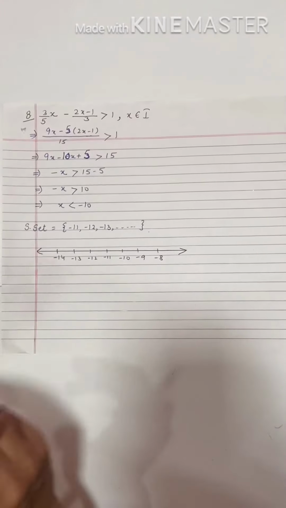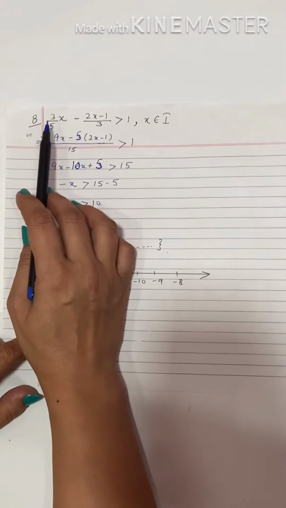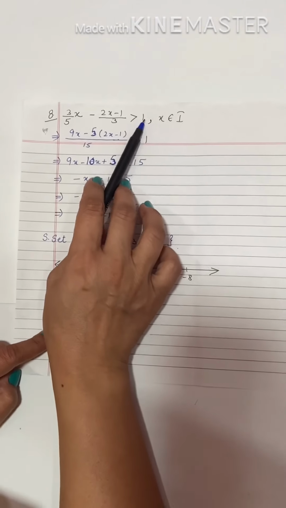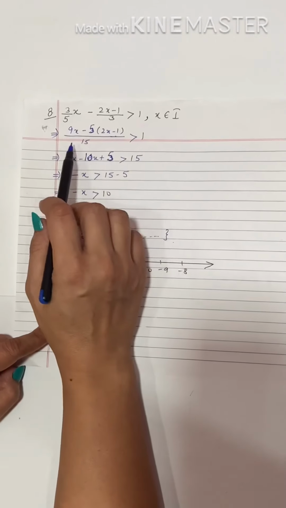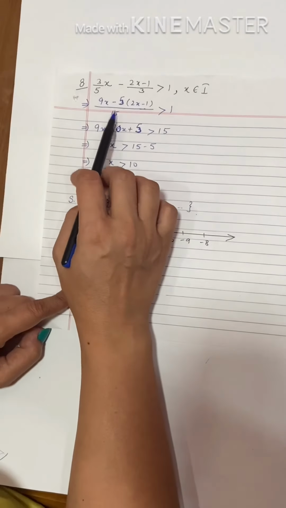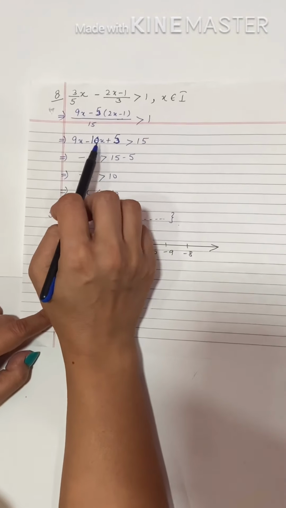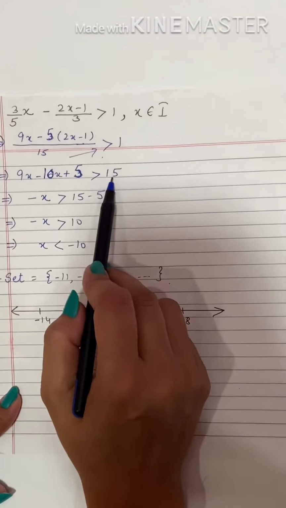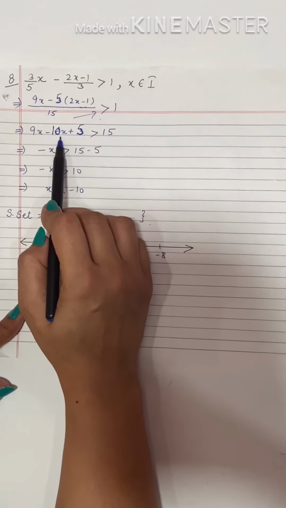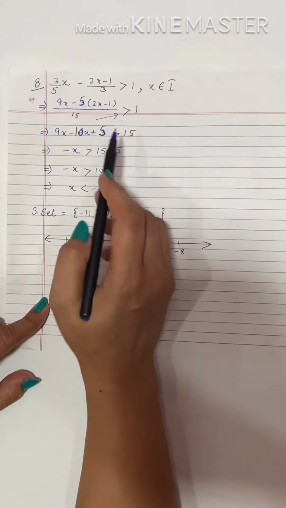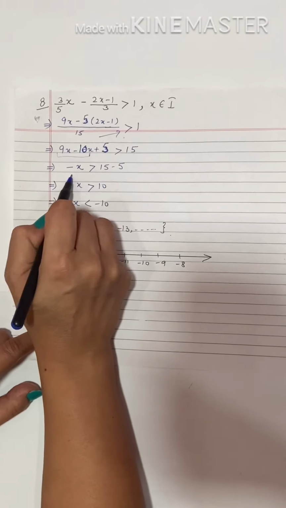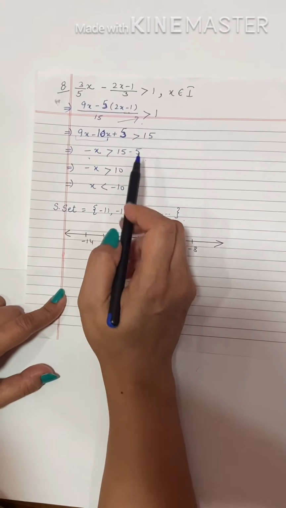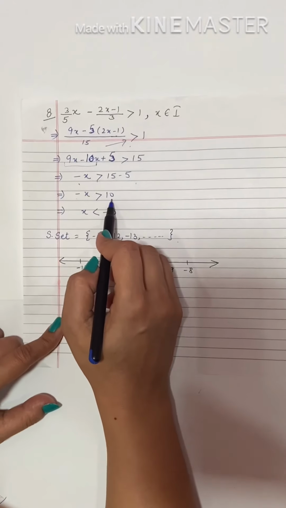Now see the next question, number 8: 3/5 x - (2x - 1)/3 > 1 where x belongs to integers. We'll simplify it by taking the LCM, which is 15. You get 9x - 10x + 5, and multiplying both sides by 15, we get 9x - 10x + 5 > 15. Now simplifying, you get -x > 15 - 5, since the 5 is taken to the right hand side. So we get -x > 10.